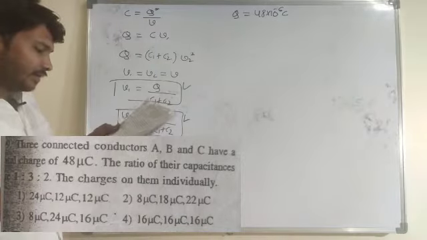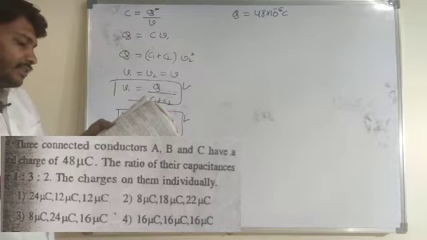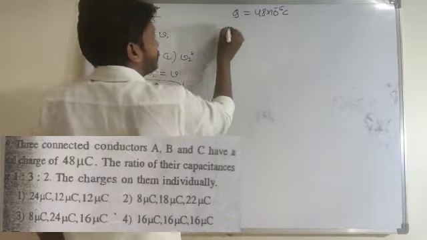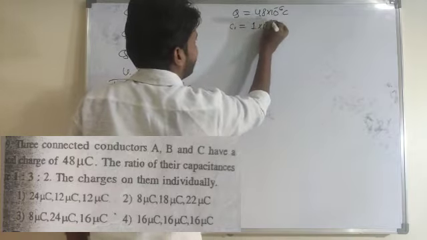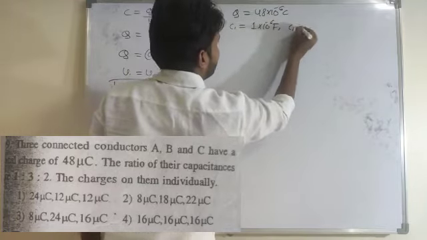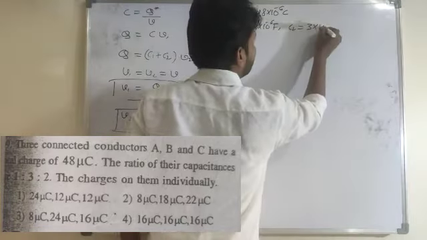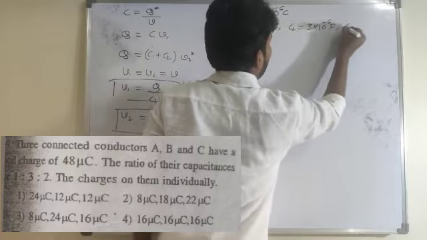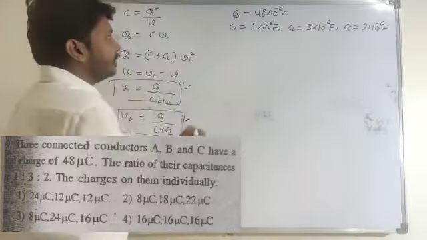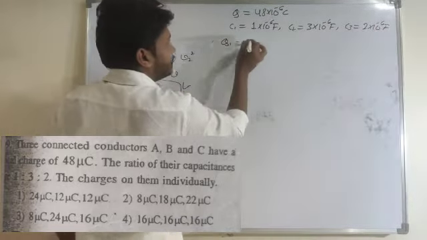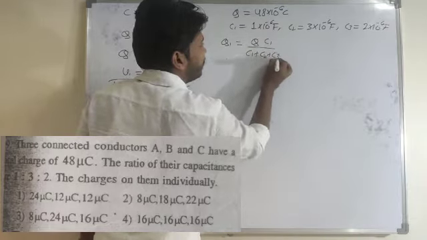So in order to calculate that branch charge, what is the connecting formula? The ratio of their capacitances is mentioned as 1:3:2 here. So C1 is equal to 1 microfarad, so 1 into 10 to the power of minus 6. C2 is 3 into 10 to the power of minus 6 farad, and C3 is 2 into 10 to the power of minus 6 farad here. So the individual charge or branch charge Q1 is equal to Q into C1 divided by C1 plus C2 plus C3.